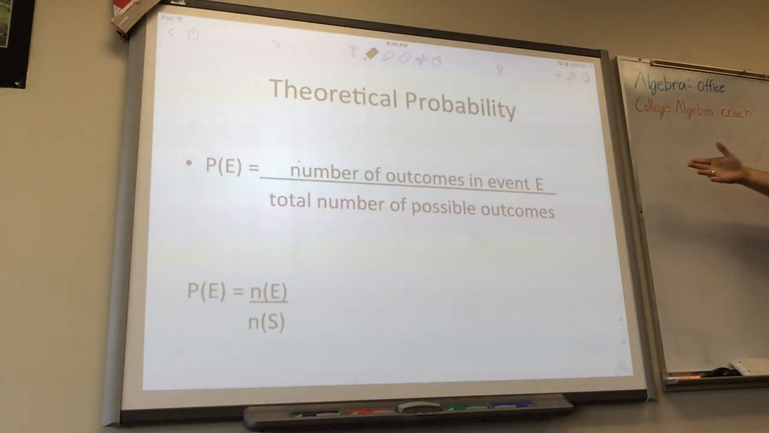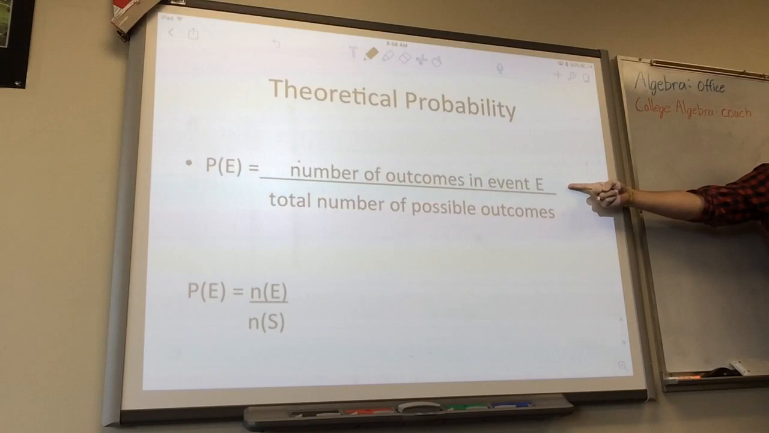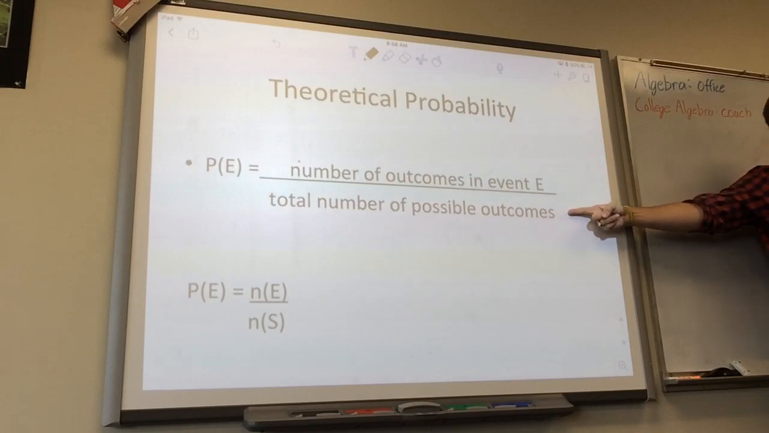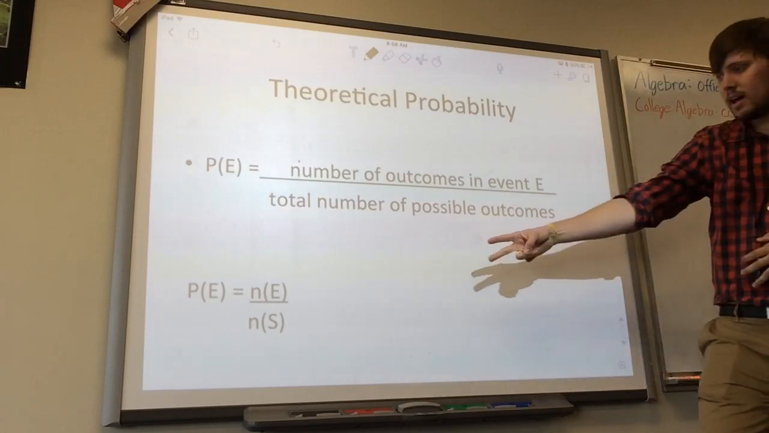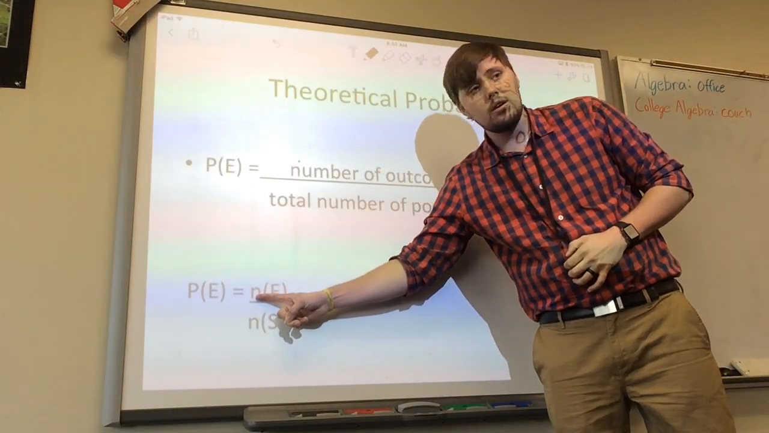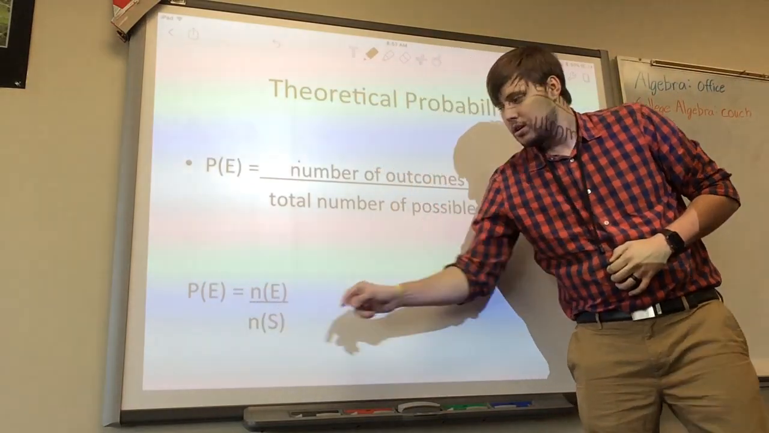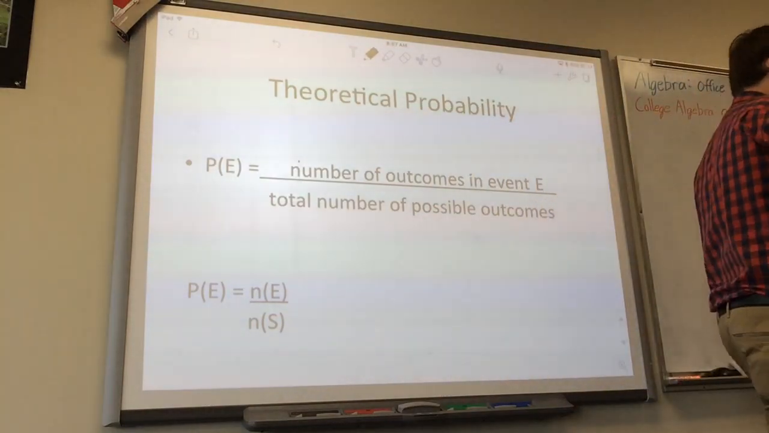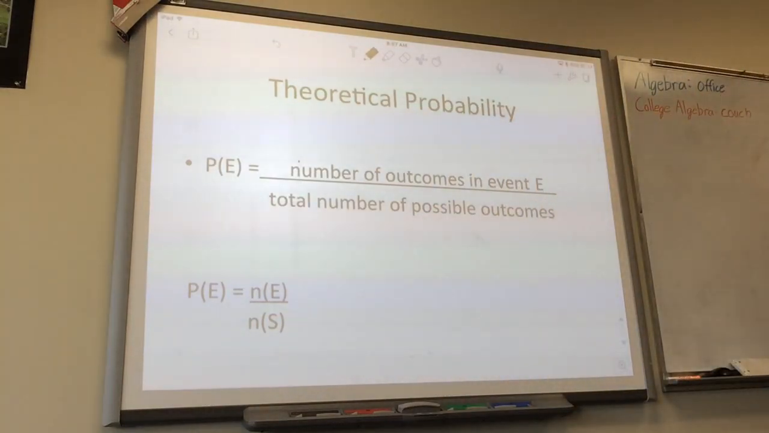So here it is right here written out. What we want to happen over everything that could happen. And then this is how it's written. Probability of what you want is the number of things that you want over the number of things that could happen. That's what that N means.